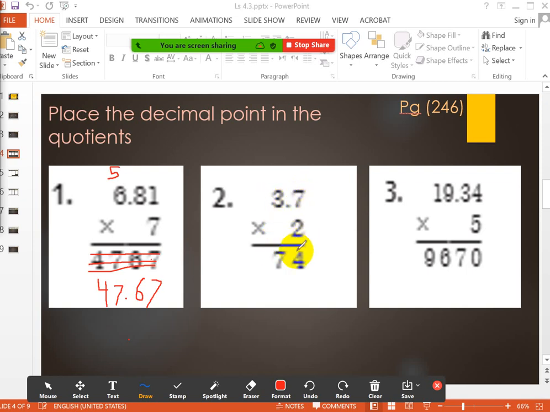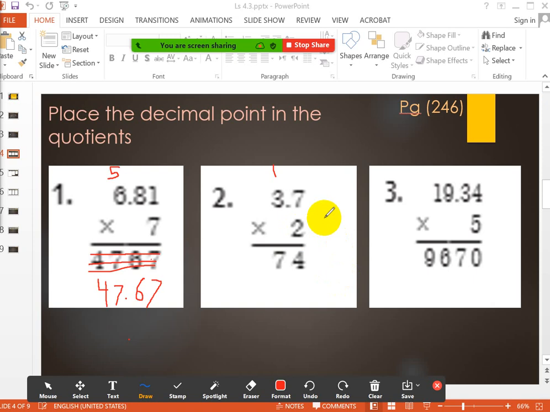3.7 tenths multiply 2. How will I multiply it? By using regrouping. First thing, I will multiply like there is no decimal point. So 2 multiply 7 equals 14. So I have to put 4 here and 1 above the tenths. 2 multiply 3 equals 6, plus 1 equals 7. So the answer will be 74.